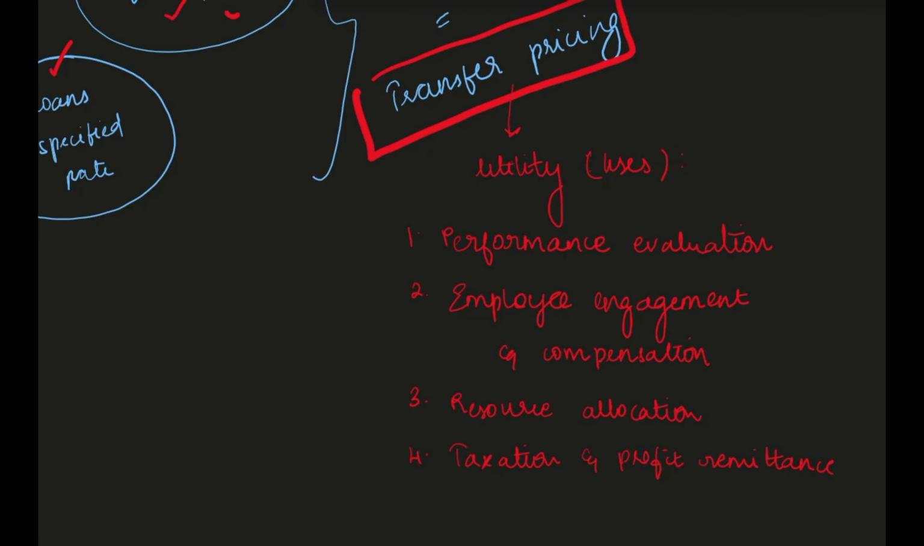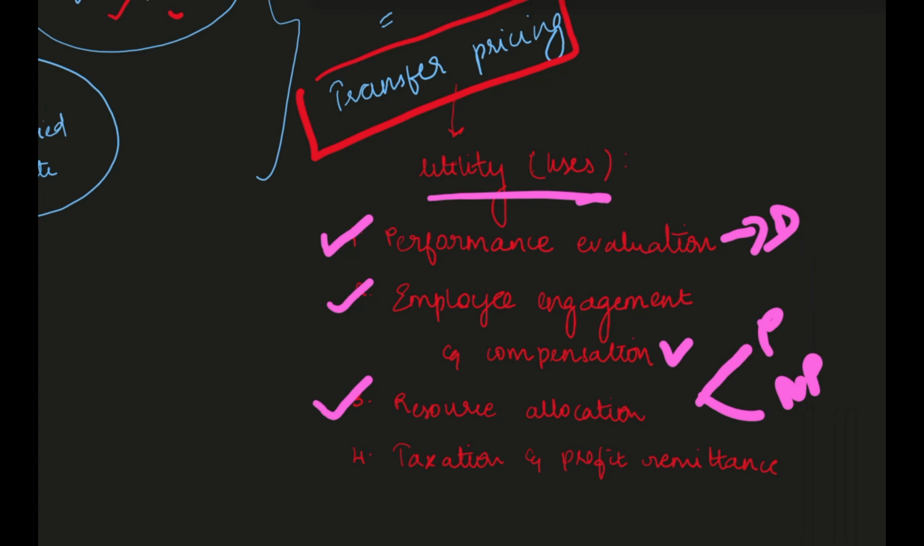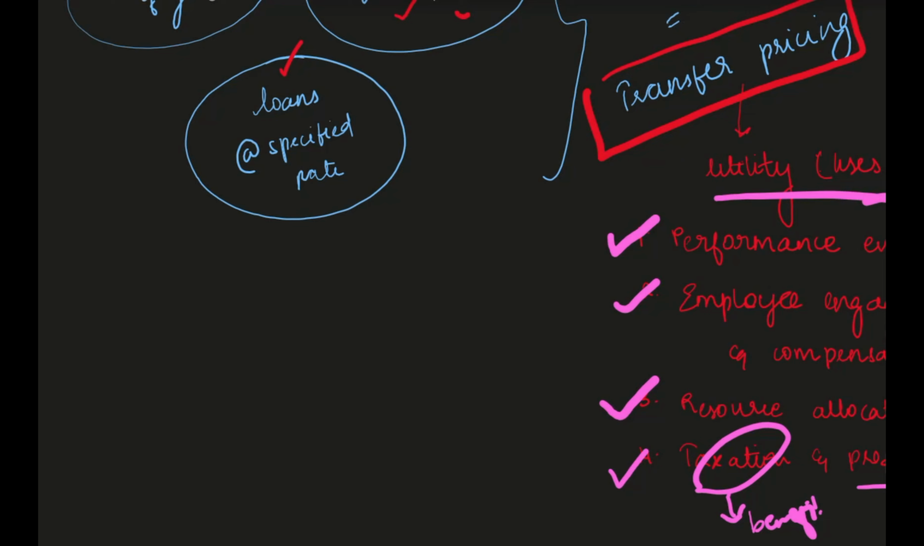Now, how is this transfer pricing important? How is it utilized? First, it is used as a tool to evaluate the performance of each of the divisions. Then it helps in employee engagement and compensation based on their performance. It also helps us allocate resources based on whether it is profitable or not profitable. Finally we have taxation and profit remittance. In taxation, we will get benefits; we will see more of it in our international TP. And then profit remittance: how do we remit these profits? So these are the uses of transfer pricing.